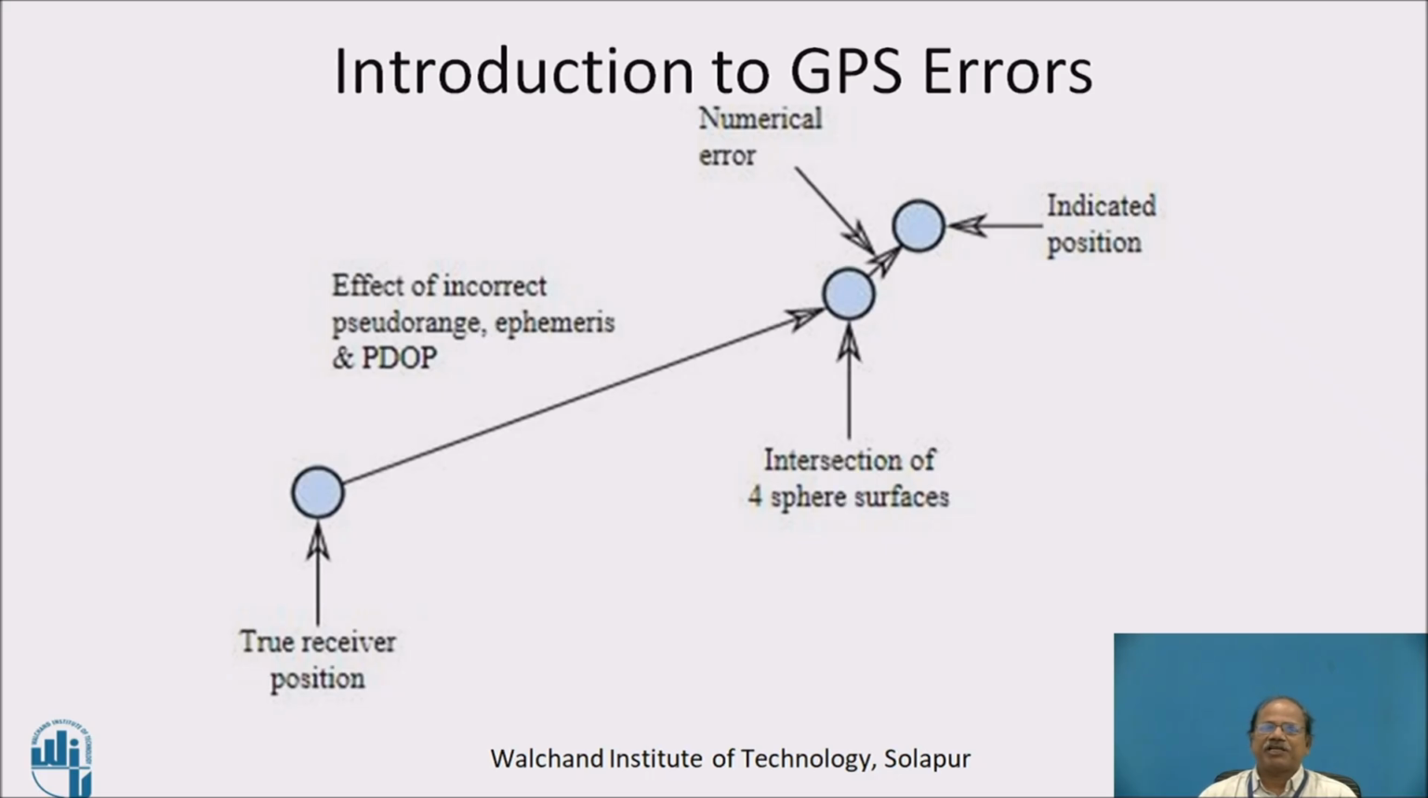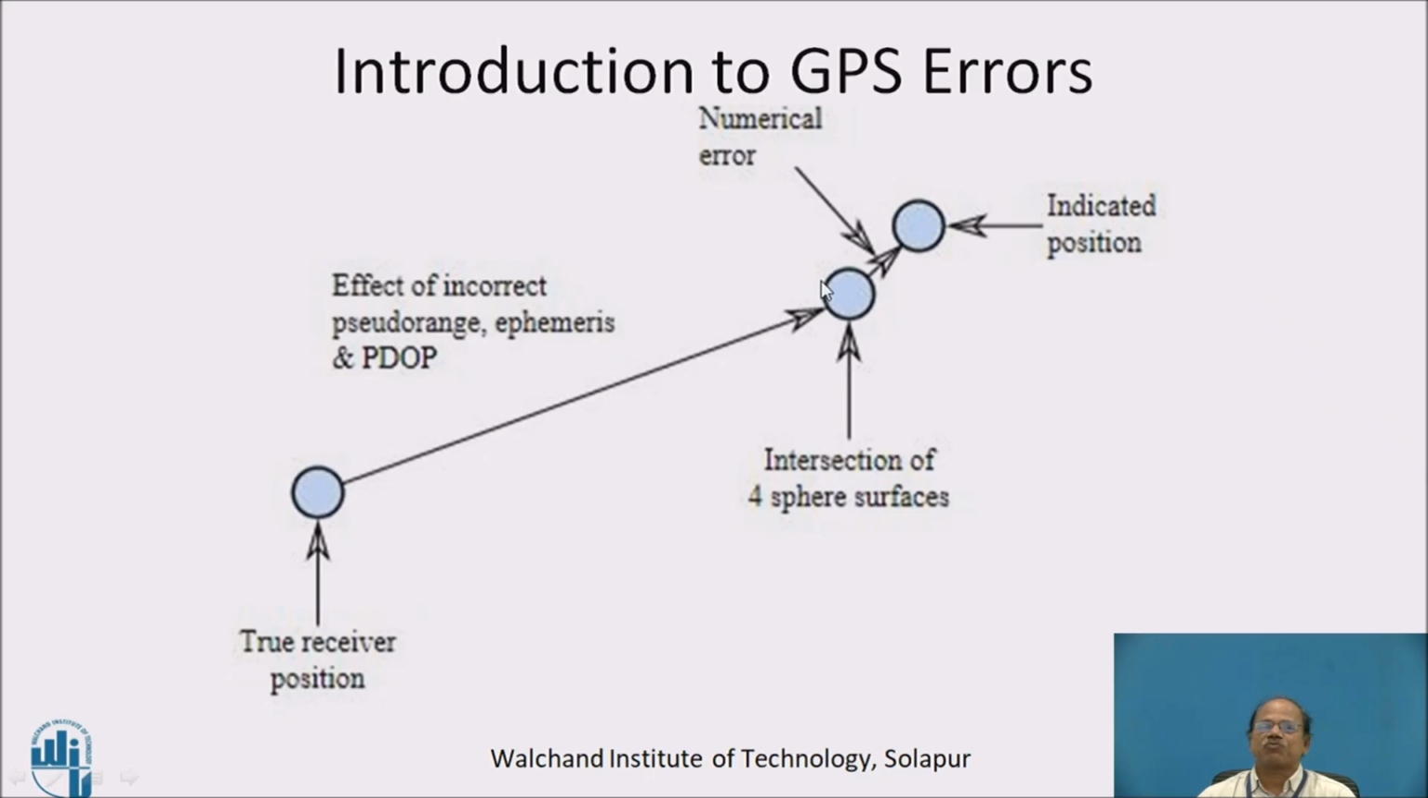You can see here what has happened. At the bottom you can see the true receiver position. So the receiver is somewhere existing over here at this location. There is the effect of several incorrect pseudo range, ephemeris and positional dilution of precision happening due to its journey and geometry. So the respective signal will be ultimately ending up giving an apparent position which is shown over here.